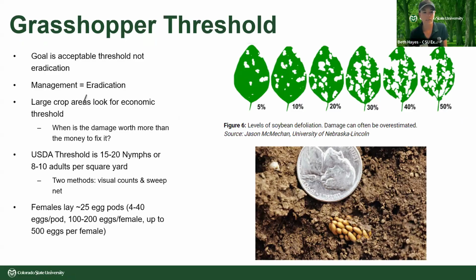The other big piece with grasshoppers is that you're looking for an acceptable threshold. You're not going to be able to get rid of all of them. That's just the way it is. There are just too many of them to honestly do that from an insect management perspective.